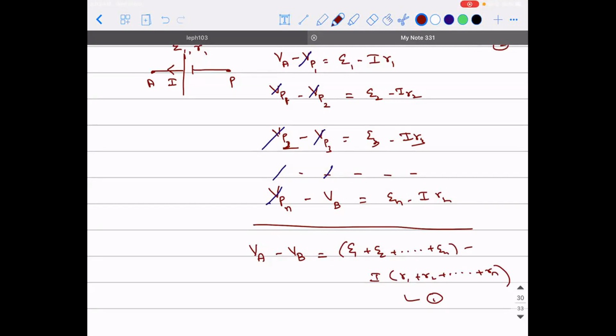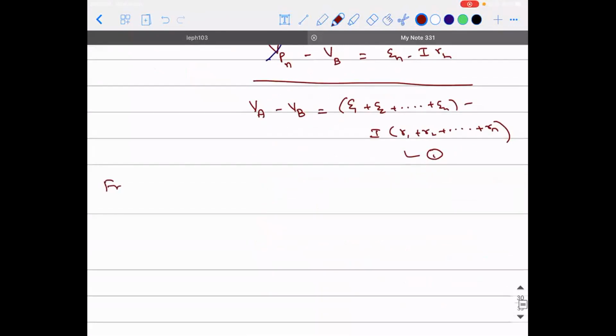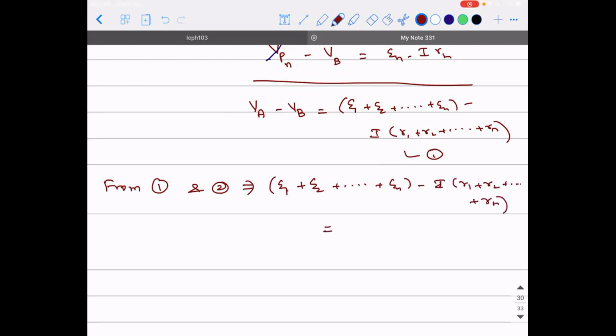Okay. Now, from 1 and 2, since the left hand sides are equal, can I conclude that the right hand sides will be equal? E1 plus E2 plus so on till En minus I into R1 plus R2 plus so on till Rn is equal to E equivalent minus I into R equivalent.